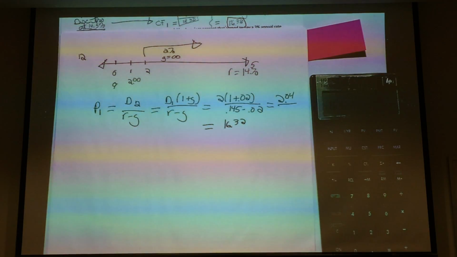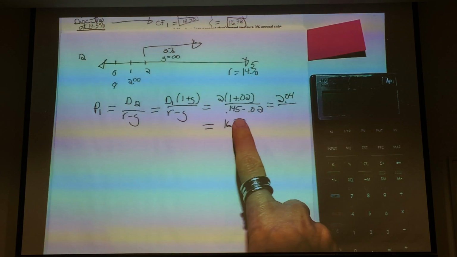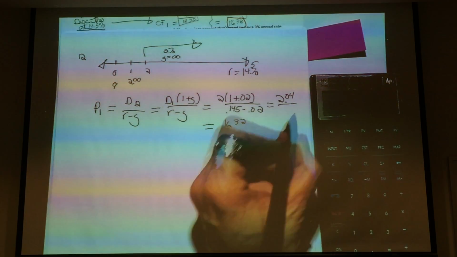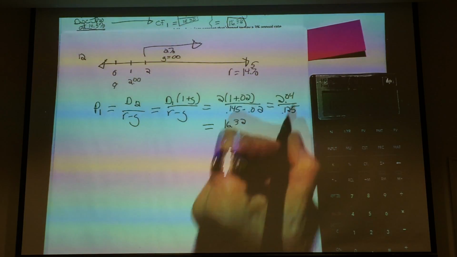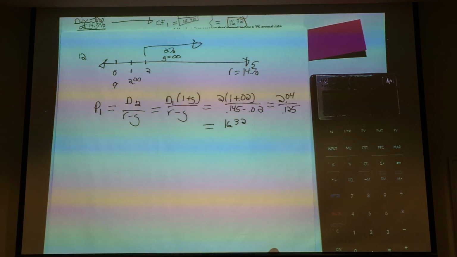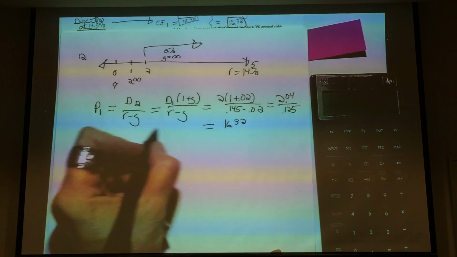Would you divide it by? I divided it by the required rate of return, the 14.5 minus the 0.02, so 0.125. So if I asked you, what's the price of this stock where it grows forever? That's the P1.